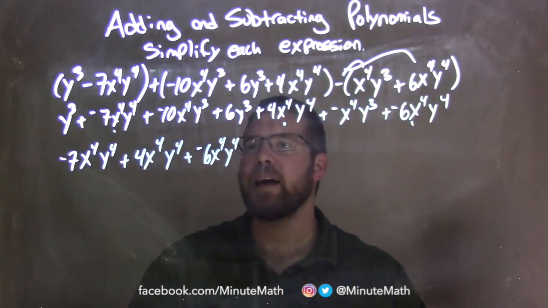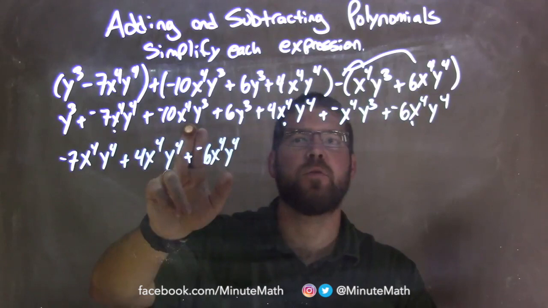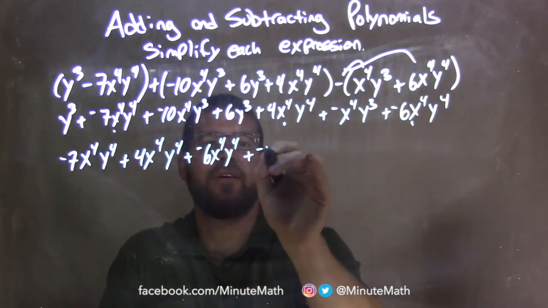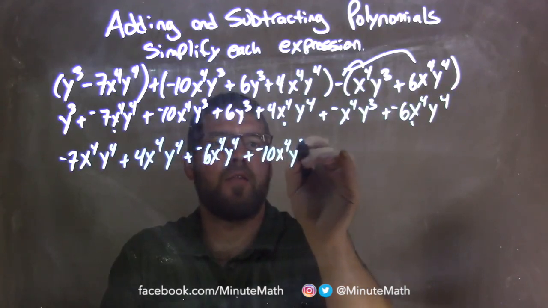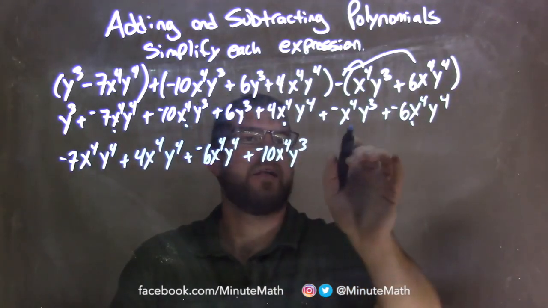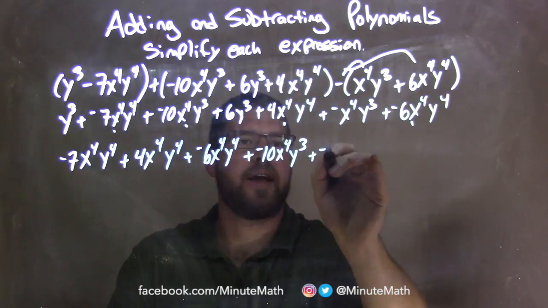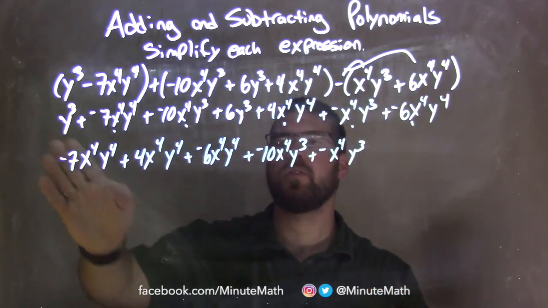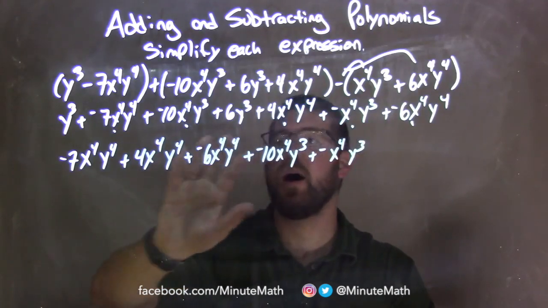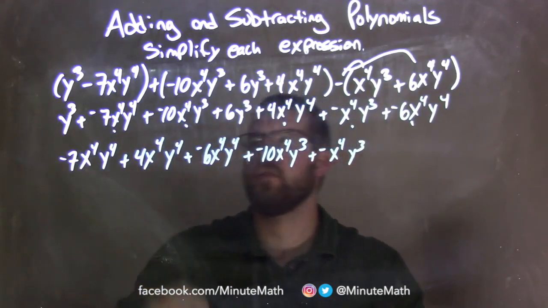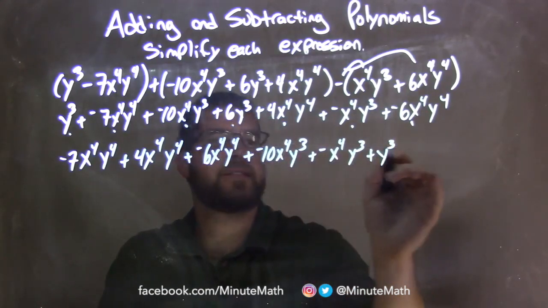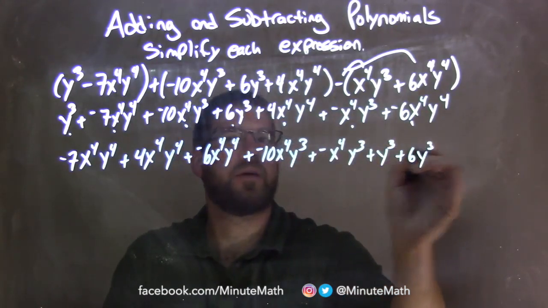Boom. Next highest powers I see are x to the fourth, y to the third. So the first one I see is right here, that negative 10x to the fourth y to the third. Next, I see another one here, plus a negative x to the fourth y to the third. Then from there, I don't see anything else with combinations of x and y, so we just have y to the third and 6y to the third, so let's bring them down. There we have it.